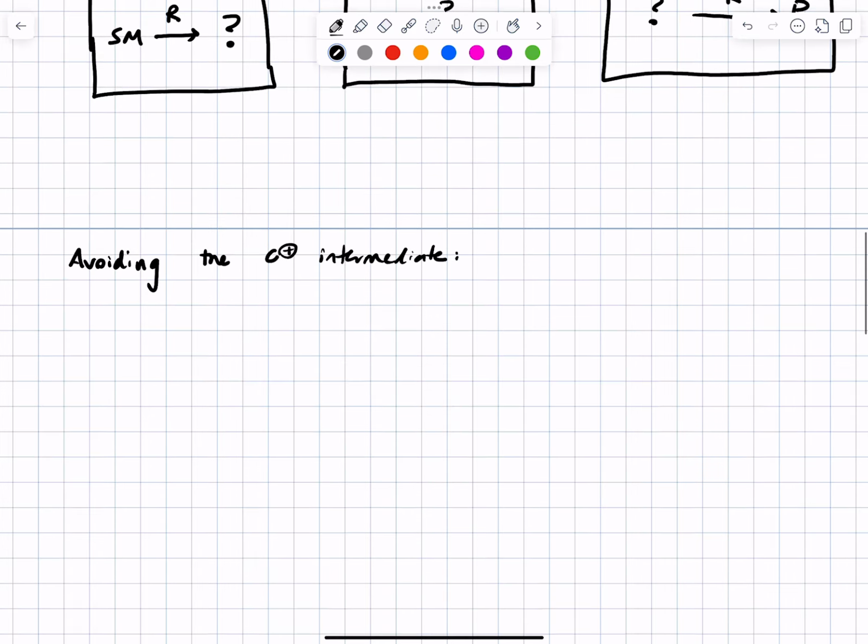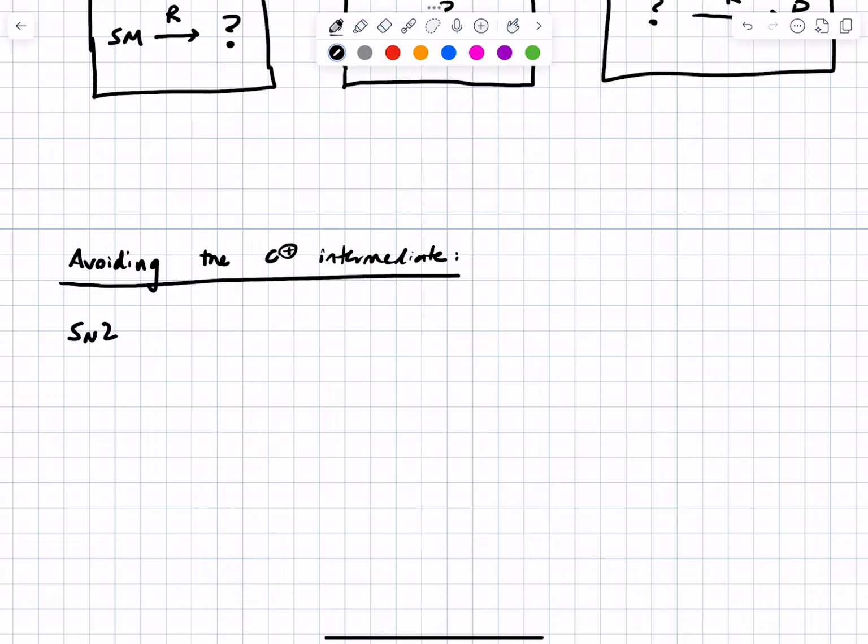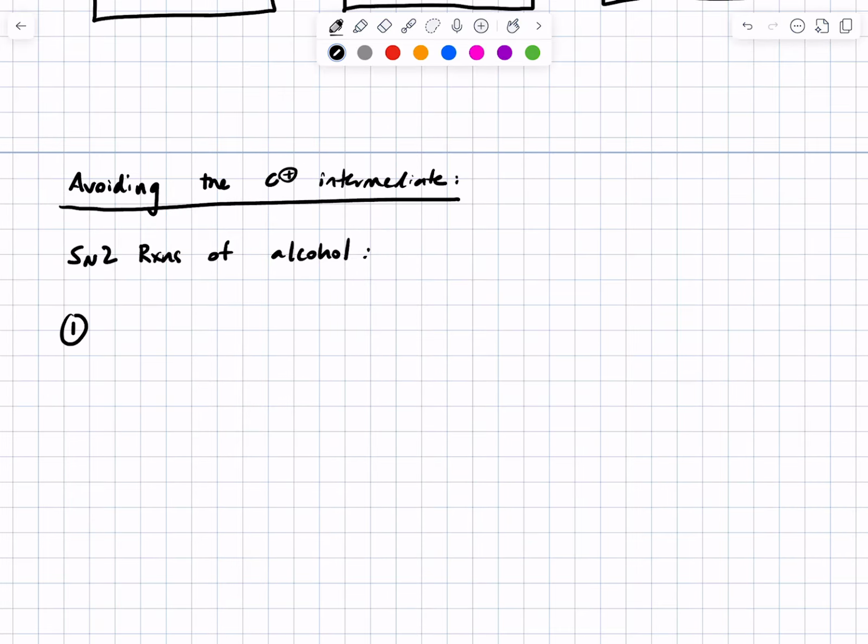So, avoiding the carbocationic intermediate, we're going to do SN2 type reactions first, SN2 reactions of alcohols, and then we'll do a dehydration reaction of alcohols. Okay, so strategy number 1 is to use PBr3 to convert the alcohol into an alkyl bromide.